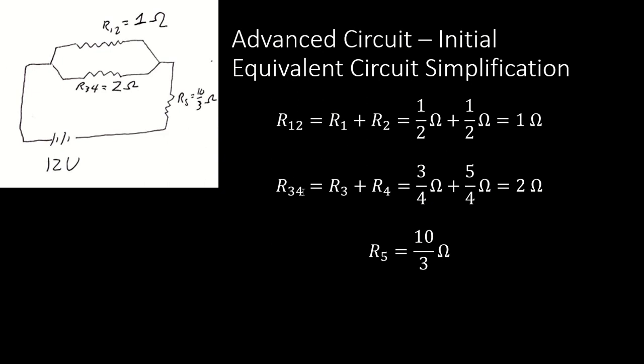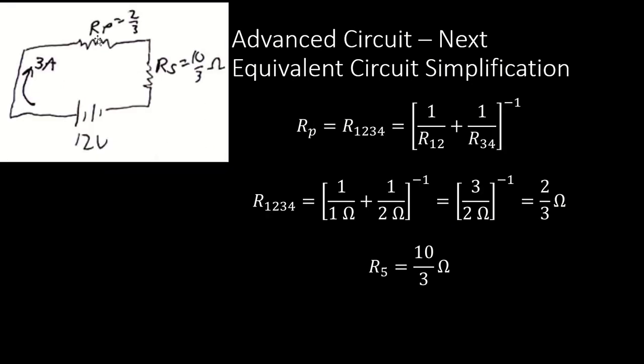And resistor 3 and 4, we can simplify those to a single equivalent resistance because they're in series. 3/4 plus 5/4 ohms equals 2 ohms. We haven't done anything with resistor 5 yet, so it's still 10/3 ohms. Now, we have two parallel paths that each have a single resistor on it. We can now simplify these two paths into a single equivalent parallel resistance.